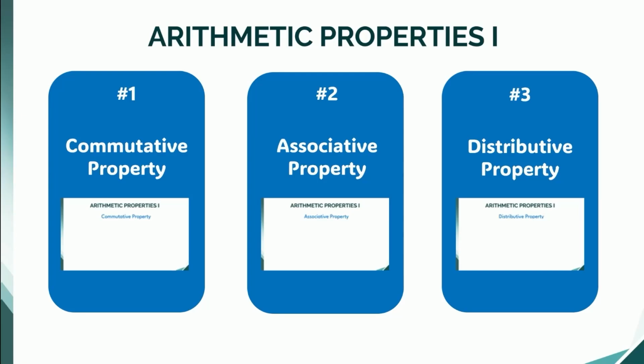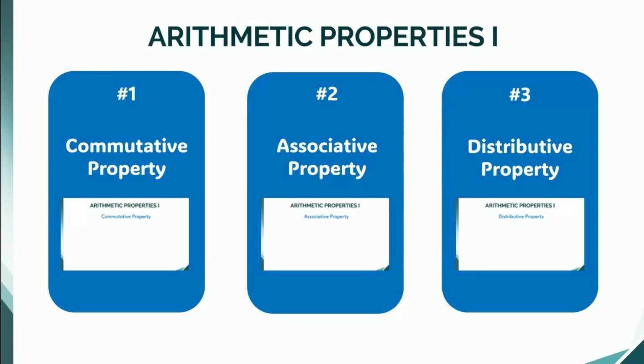The first one is called the commutative property. The second one is called the associative property. And the third one is called the distributive property. You don't need to memorize these. You just need to memorize how the rule works. You don't have to memorize the title.